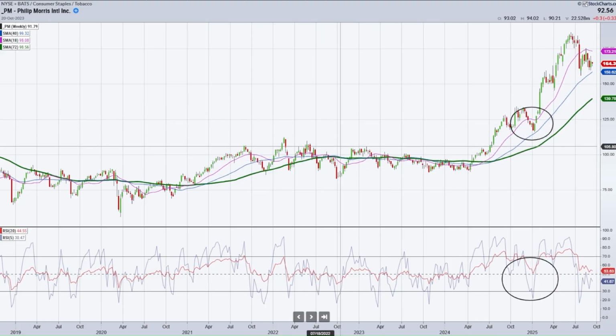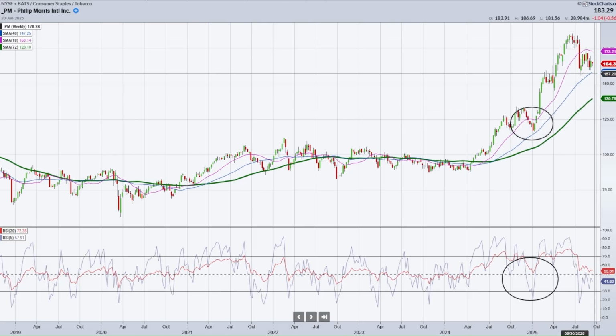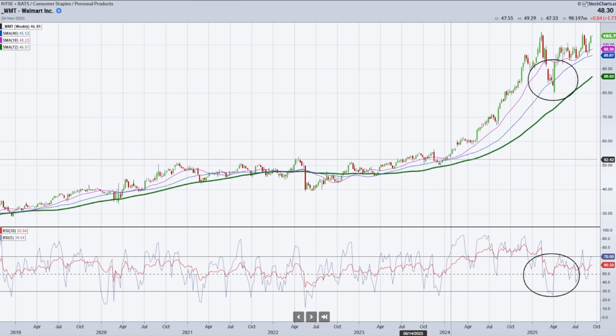This to me is a pretty big base. I think this is going to go on for a while. But use whatever plan you want to use for that. Look at something like Walmart. Now, this one's a little bit easier to discern.